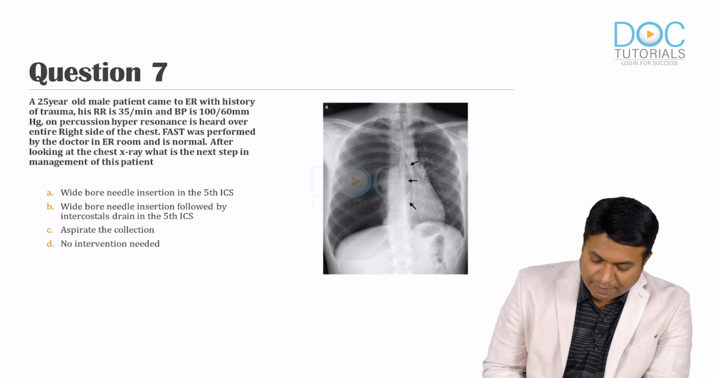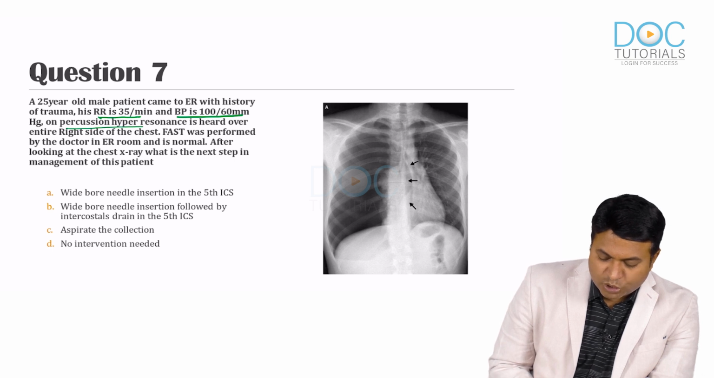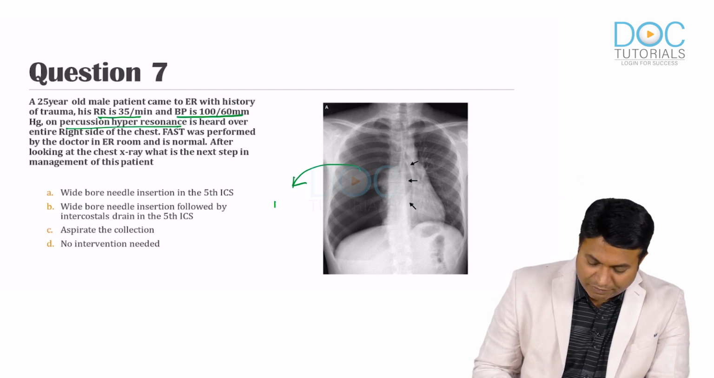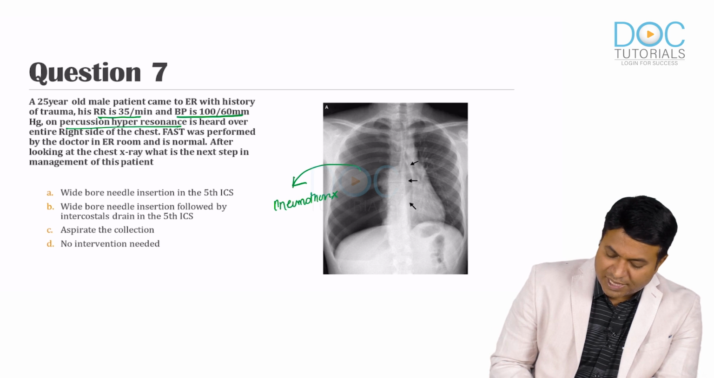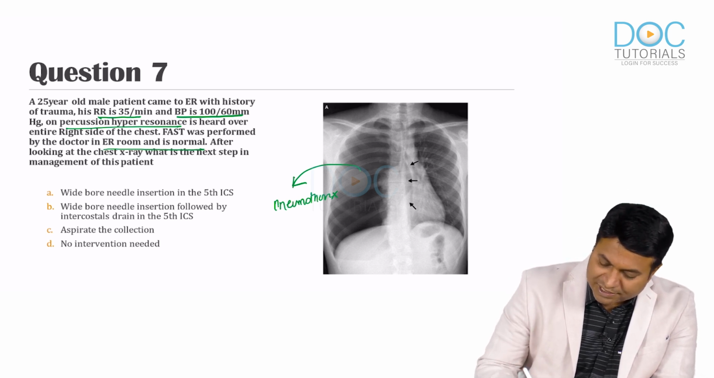A 25-year-old male patient came to the emergency room with a history of trauma. Respiratory rate is 35, BP is 100/60. Percussion shows hyperresonance on the right side of the chest, so definitely this is a pneumothorax. FAST was performed in the emergency room and it is normal. Actually FAST in pneumothorax will have a finding.